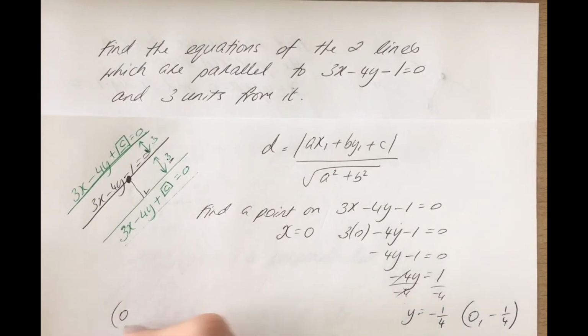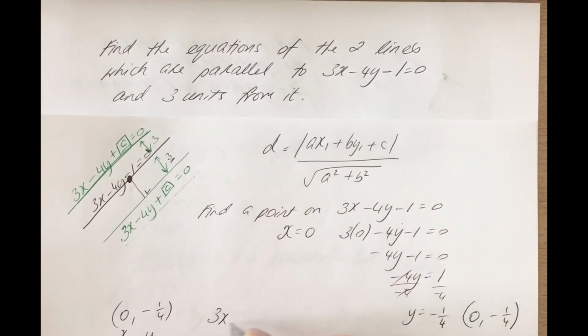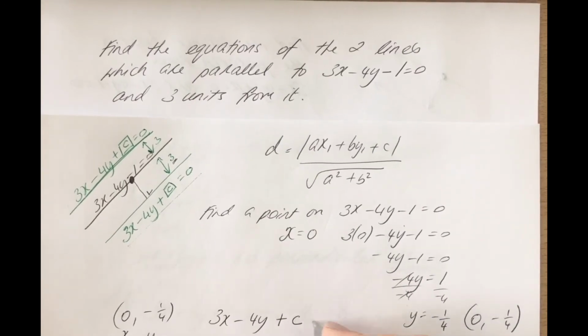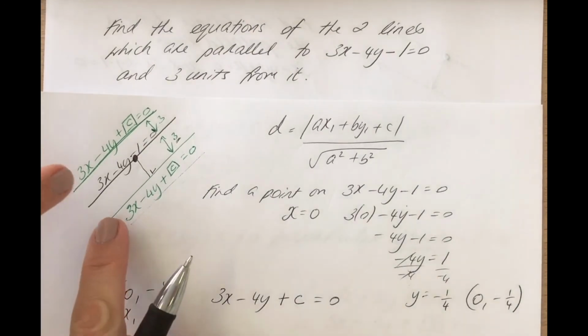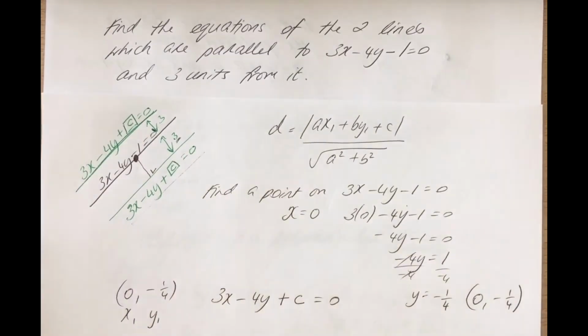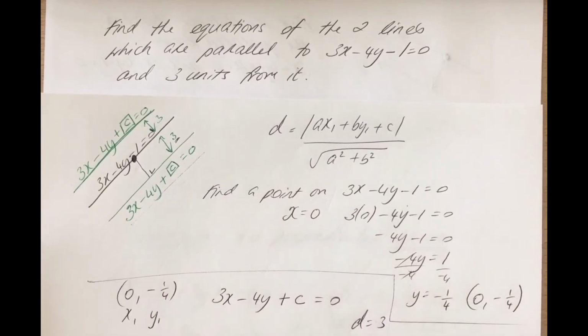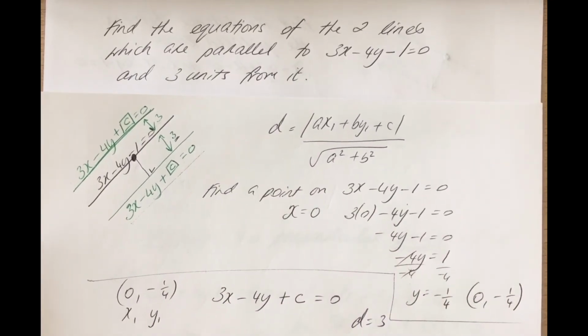So now I can use that point, that is my x1, y1, and the equation of the lines I'm looking for all start off the same way, 3x minus 4y, but I don't know this value c. I should be able to get two values of c now, so that I get the two options of the two lines that are 3 units distance from that line there. So D is equal to 3. Okay, let's fill that information into our formula.